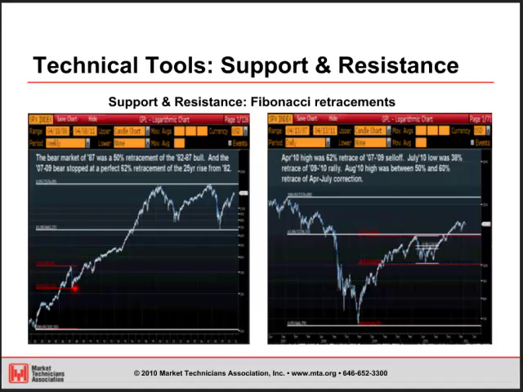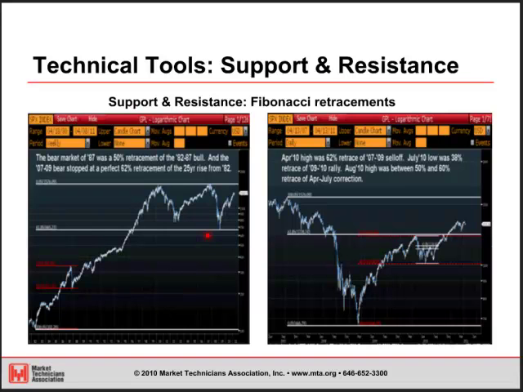Looking even bigger, going back over the last 25 years, the bear market from the 2007 high down to the 2009 low was right at almost a perfect 62% retracement of the entire 25-year rise, right? And so we're seeing these Fibonacci retracements, especially the 50%, the 62%, the 38%, serve as major support and resistance for significant moves.